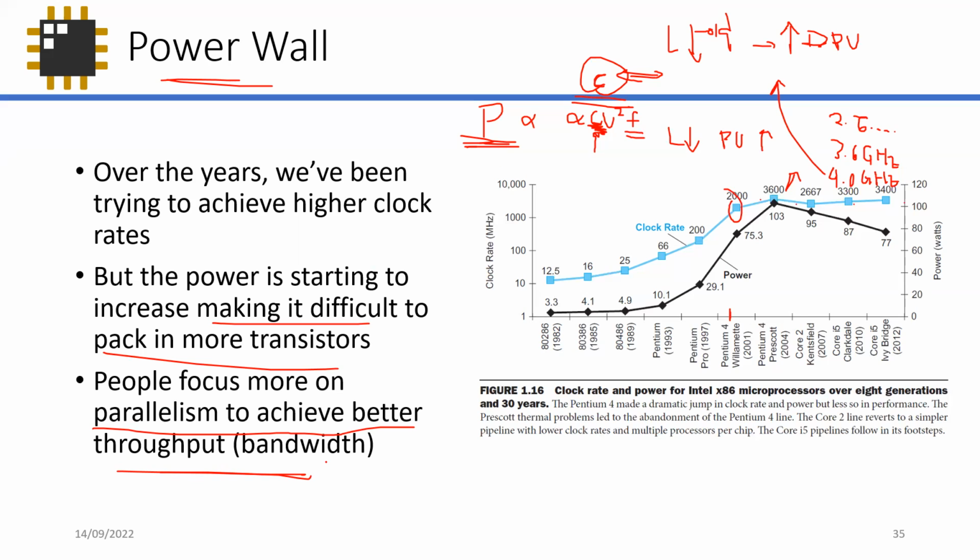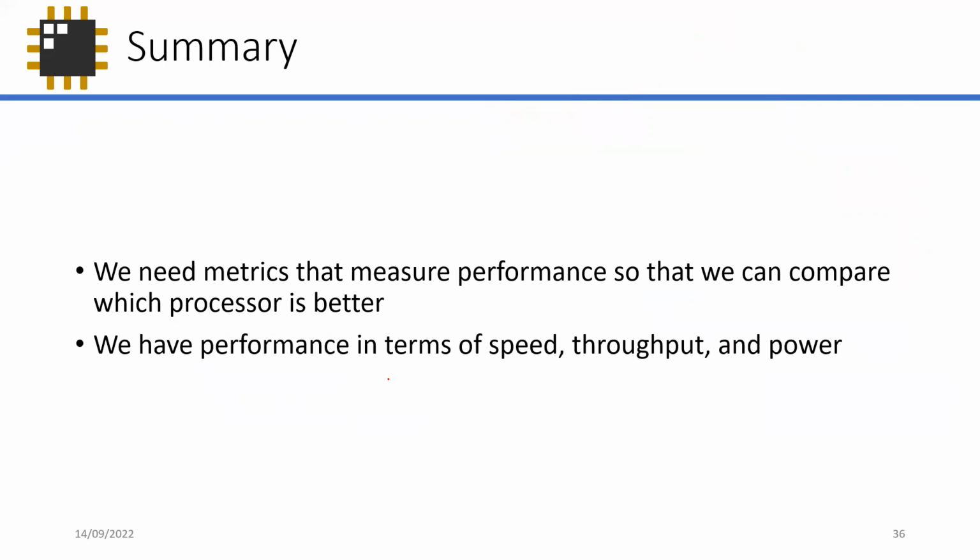And RISC-V is trying to solve that by making our processors better, because it can do more parallelism. Although we won't get into details with that, that's something that's good to know for you guys. In summary, we need metrics that measure performance so that we can compare which processor is better, and we have performance in terms of speed, throughput, and power.